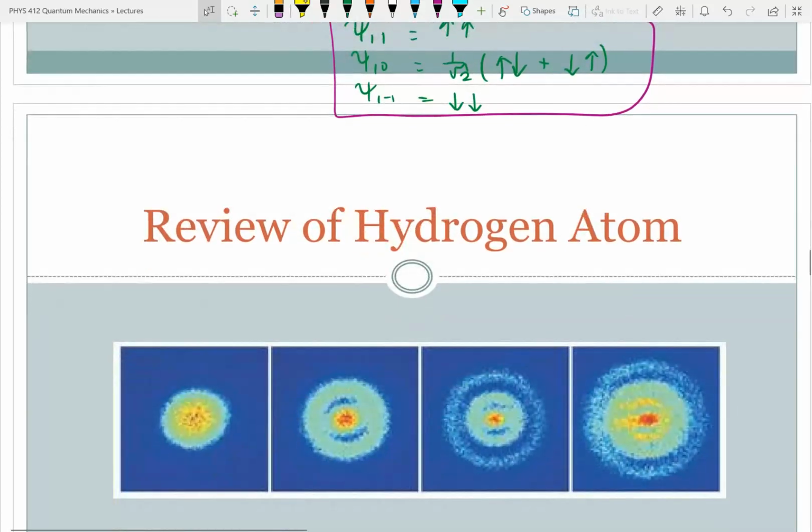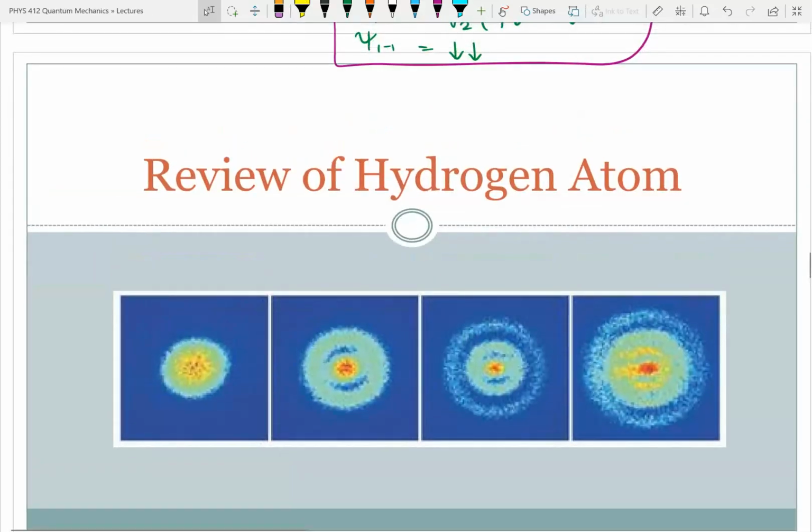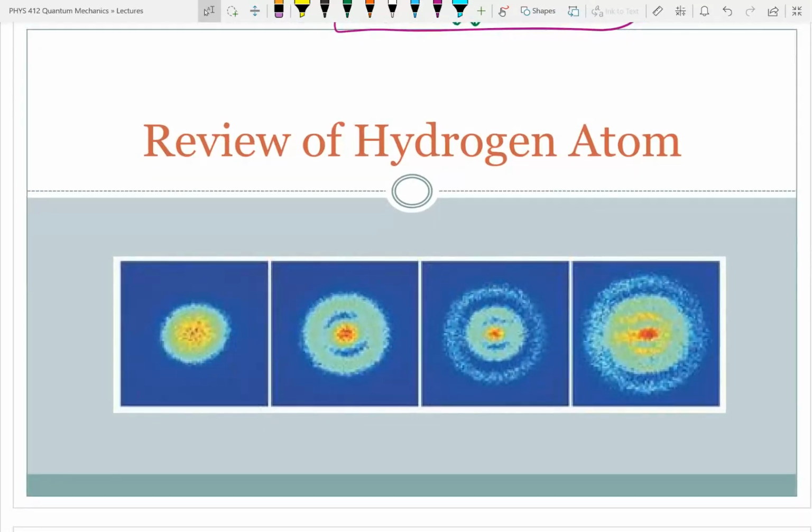Now, for the rest of the class period, I want to review what we've learned about the hydrogen atom. What are these pictures? I believe these are STM images. I'm not sure. But they're showing you actual measurements of where the electron density is found. I put these in the slide 4 years ago, and I had my source then, but I don't remember it now.